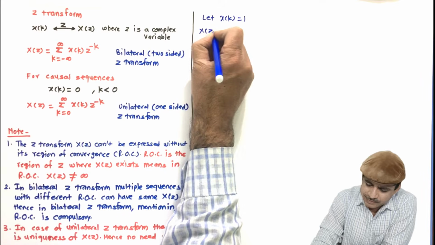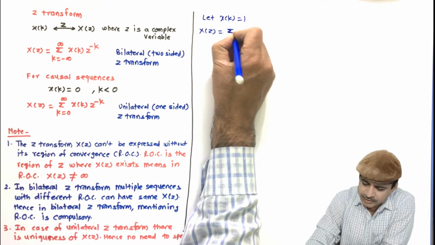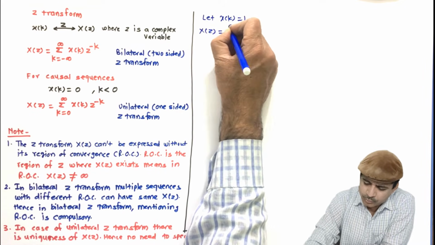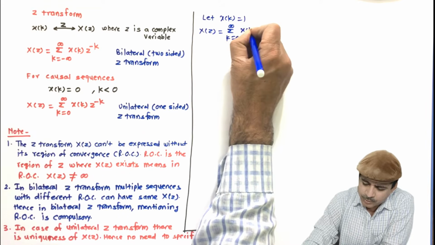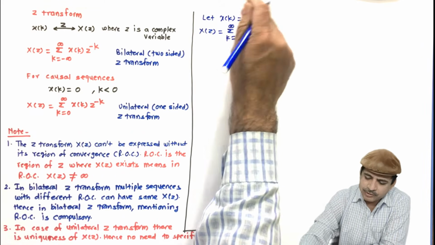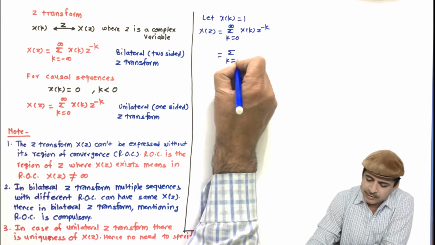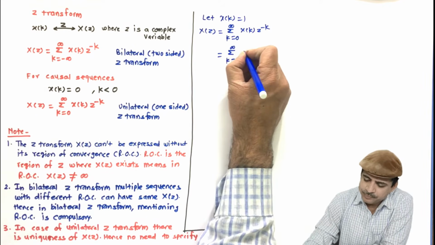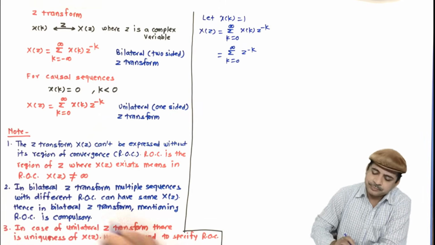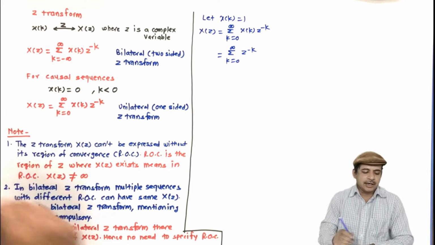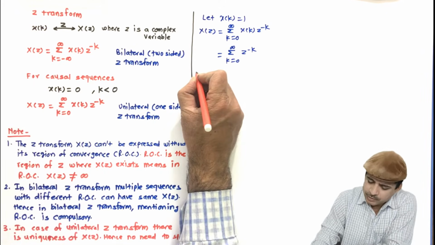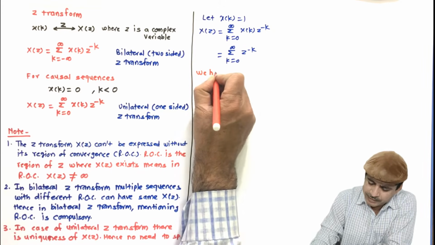Now X(z) is equal to summation k equal to 0 to infinity x(k) z raised to minus k. Now x(k) is 1. So this is equal to summation k equal to 0 to infinity z raised to minus k. And now, what do we have? We have seen this series.